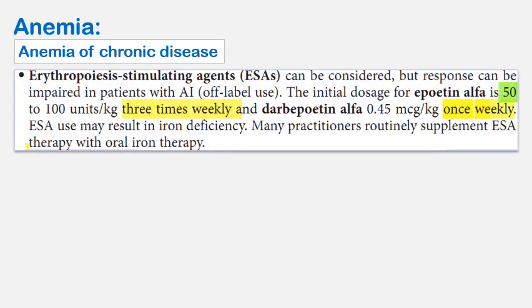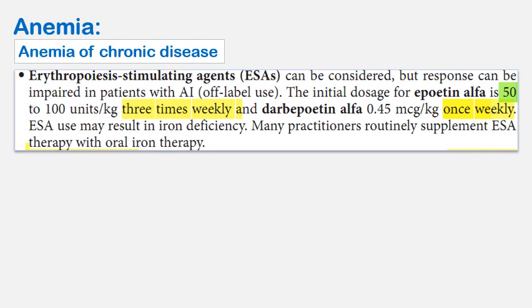طريقة ثانية ممكن نضيف erythropoietin-like agent، أو erythropoietin stimulating agent. الاستخدام مال this agent, erythropoietin derivative, يعتبر off-label use، يعني not FDA approved. We have many types of derivatives of erythropoietin, which is a hormone secreted by the kidney to stimulate the bone marrow to increase RBC production. The first one is epoetin alfa. The dose is 50 to 100 units per kg, given 3 times per week.